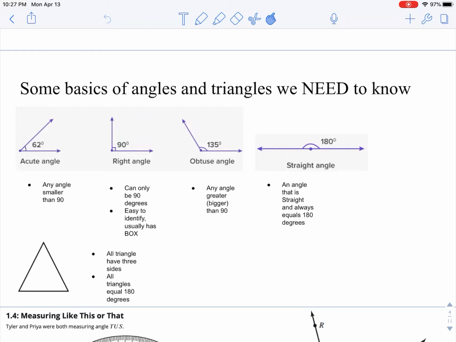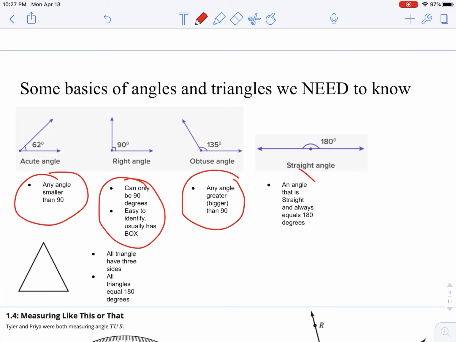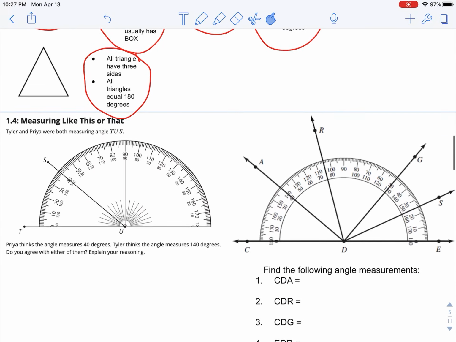So, some basics of triangles and angles that we need to know. Here are some tips for an acute triangle, a right triangle, obtuse, a straight angle, and just any regular triangle and any triangle in general. Just some nice quick tips that are going to help us finish this entire lesson. Please read this over. I won't go into too much detail because it has all the wording.